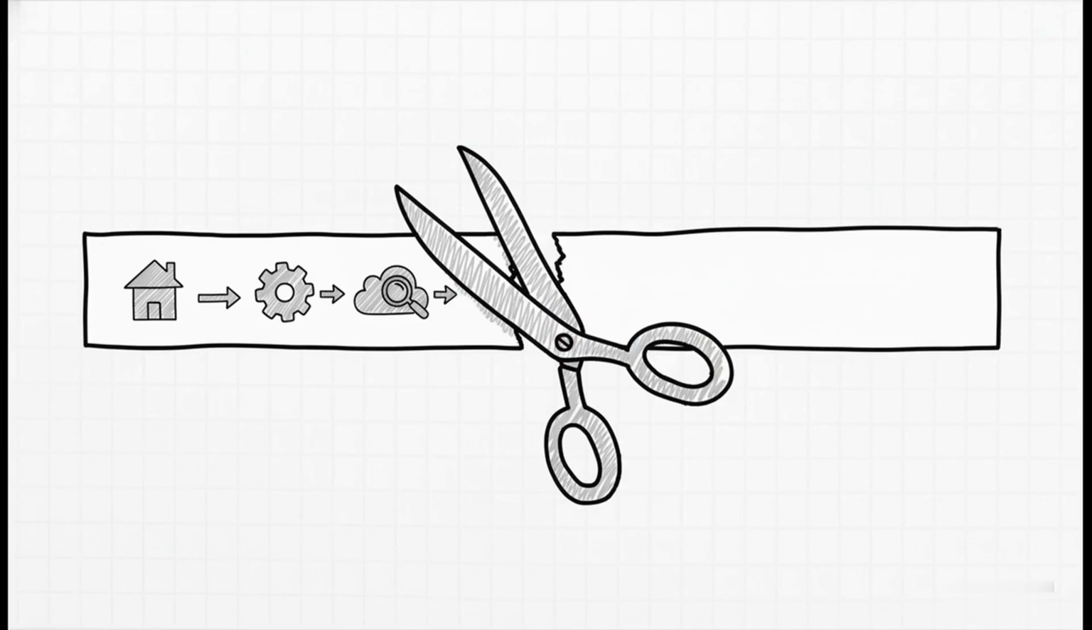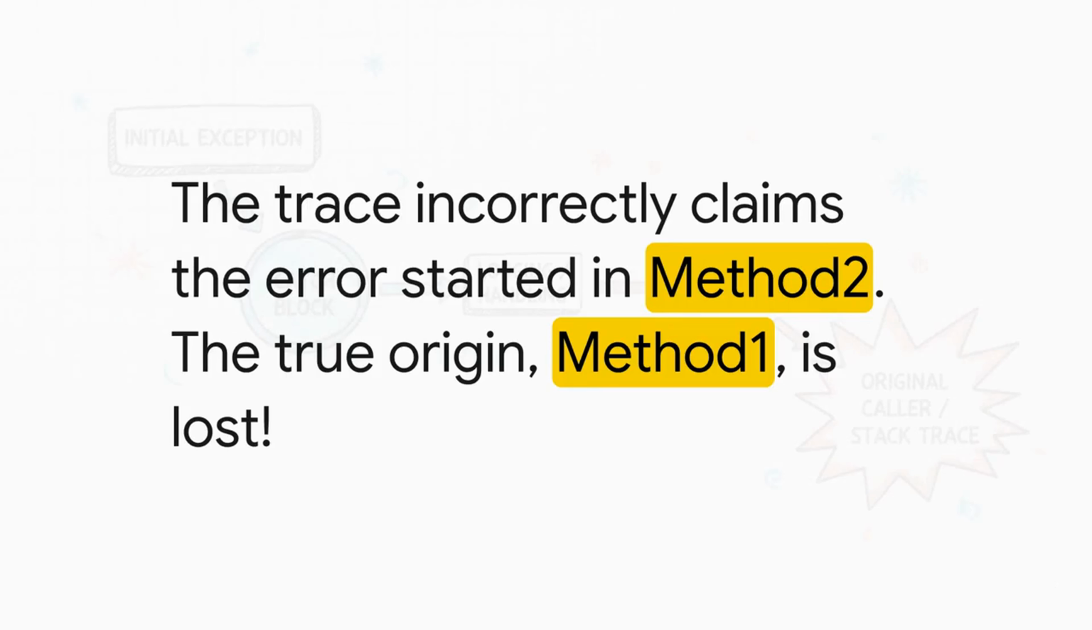Okay, now let's switch things up. Let's see what happens when we make that tiny but really critical change in method 2. Instead of just throw, we're going to use throw x. On the surface, it feels like it should do the same thing, but the consequences are massive. And yikes, there it is. The stack trace is completely reset. It now claims the error started in method 2. The true origin, method 1, has completely vanished from the record. You've just lost the single most important piece of debugging information, where the problem actually started.